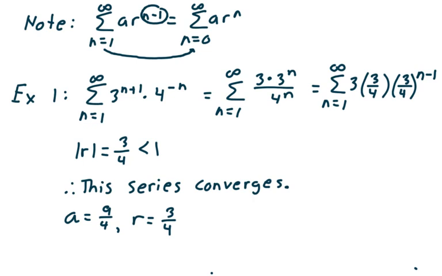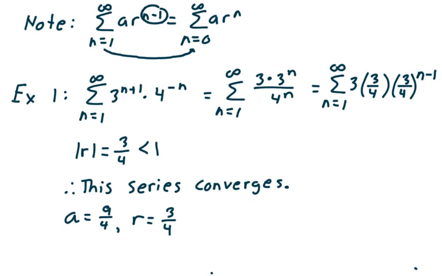So notice the lower limit is 1. The exponent on the r, in this case where r is 3/4, is equal to n minus 1. Now, the absolute value of r is equal to 3/4, and that's less than 1. And so what that tells me is that this series converges by geometric series.